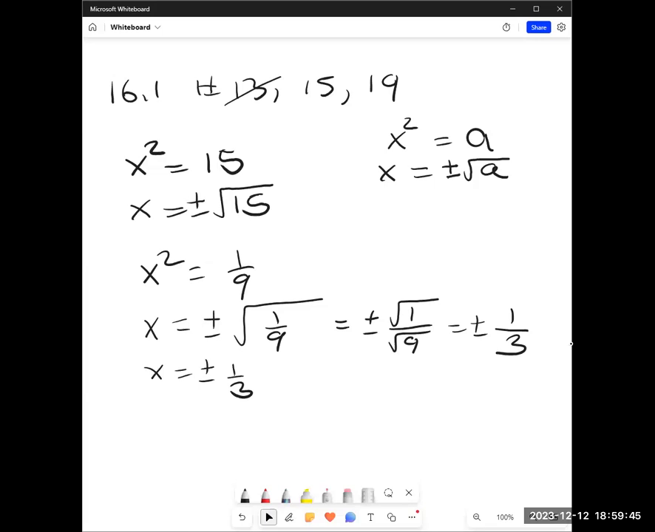Now you can't use a plus or minus sign like this in my labs, so you need to actually answer in this problem negative root 15 comma positive root 15. And in this answer you need to answer x is negative 1/3 comma 1/3.